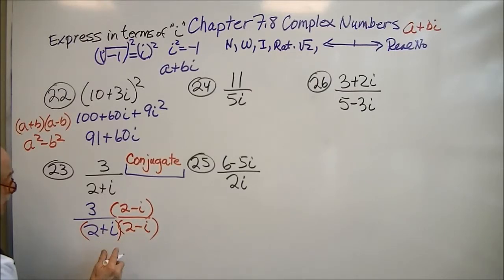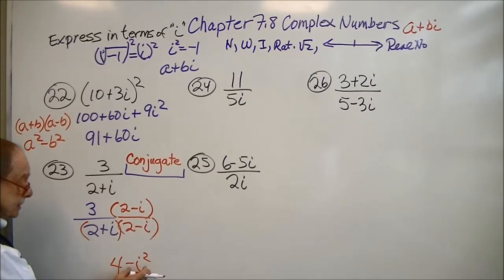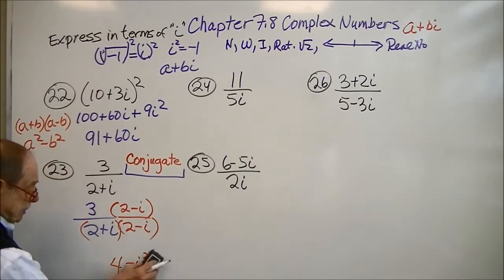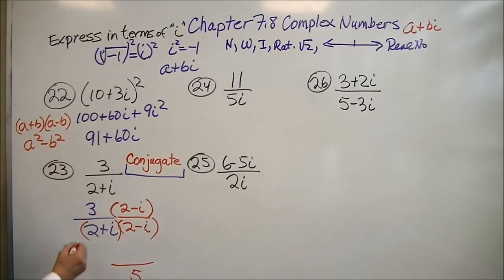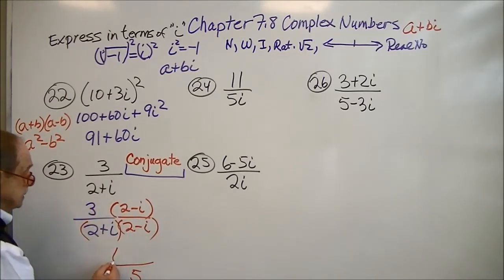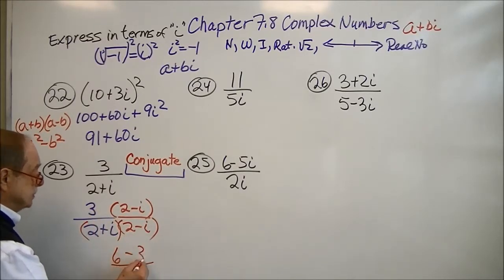So this is just going to become 4 minus i squared. So 2 times 2 is 4. A negative times a positive is a negative i squared. But what did we say i squared was? i squared is negative 1. So the opposite of a negative 1 is 5. So our denominator here is going to become a 5. And now we just distribute. This gives us a 6 minus 3i.